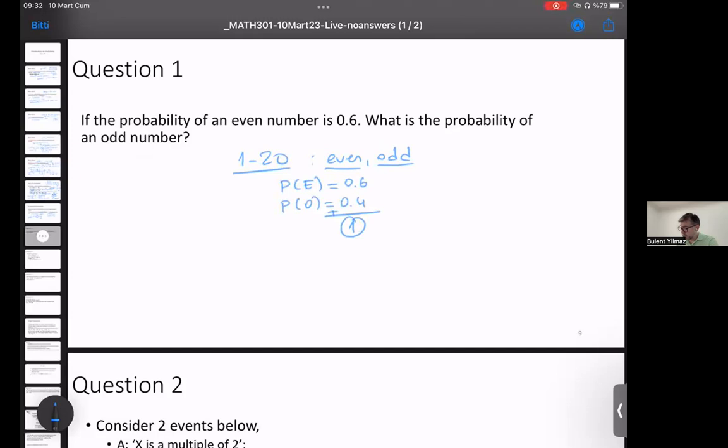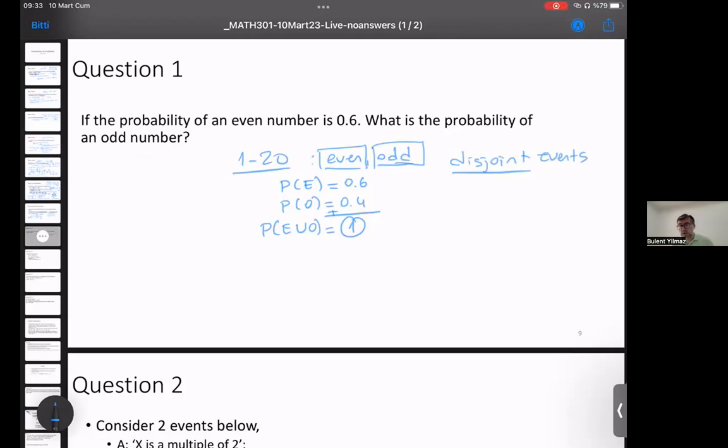Because the addition of them should be equal to 1. The probability of even or odd is 1. Are these disjoint events or not? Obtaining an even number and an odd number are disjoint events, right? So these are disjoint events.